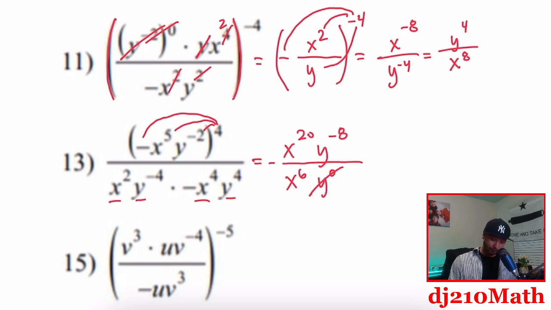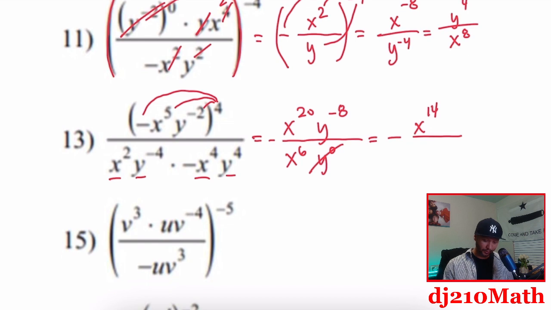Okay, simplifying. So there's the negative in front. The numerator we have, so there's 20 x's on top, 6 on the bottom. So top minus bottom. 20 minus 6, 14. And then y to the negative 8 up top, that's going to move to the bottom. So y positive 8. Okay, that's that.